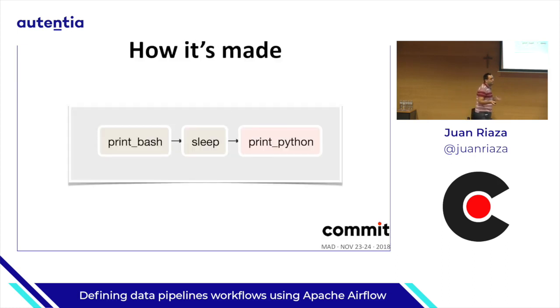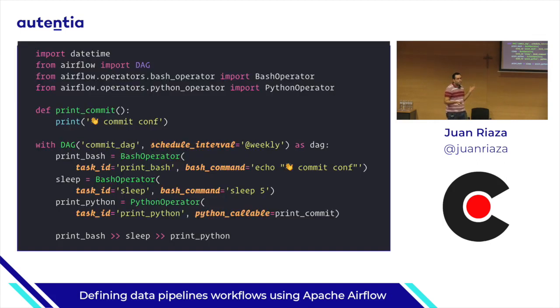So let's make our first DAG. This is going to be the graph: print_bash, sleep, and then print_python. This is a normal Python file, .py. And we just define what a DAG is. We give it a name, commit_dag. We tell it the schedule interval, in this case it runs on a weekly basis. And then we have an instance of each operator. In this case, we're using a Bash operator and a Python operator.